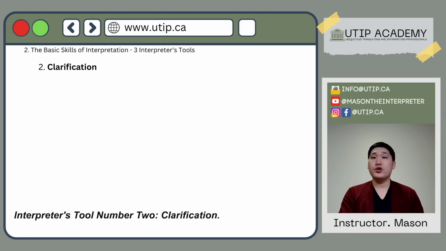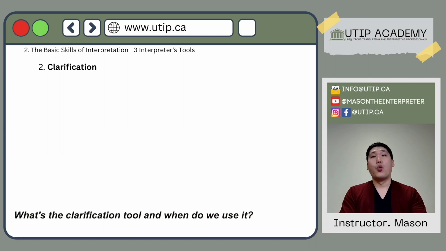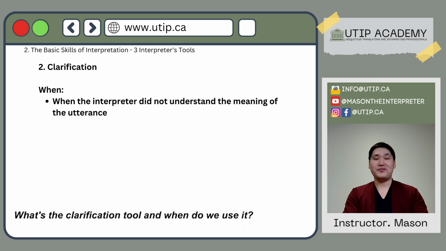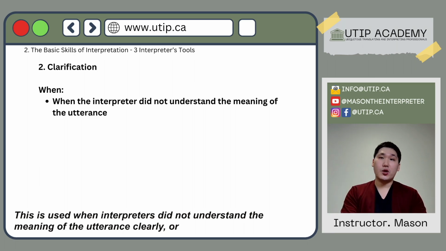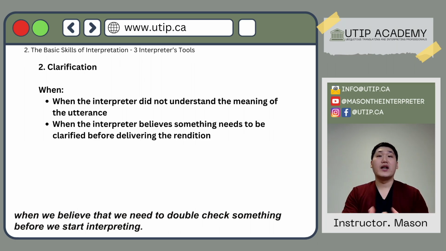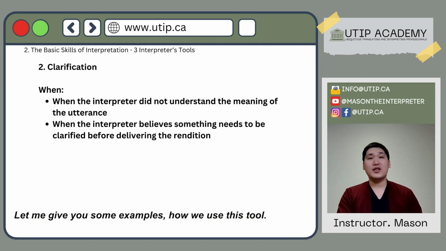Interpreters tool number 2, clarification. What's the clarification tool and when do we use it? This is used when interpreters did not understand the meaning of the utterance clearly, or when we believe that we need to double check something before we start interpreting. Let me give you some examples of how we use this tool.